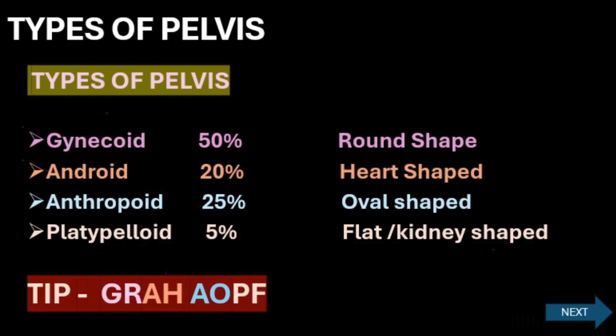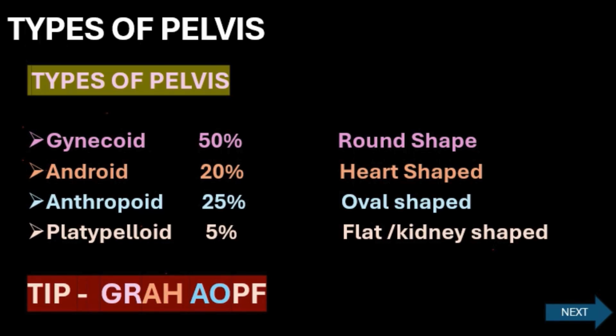The types of pelvis you can see here. Gynecoid pelvis is 50% in number and it is round shaped. Android pelvis is 20% in number and it is heart shaped. Anthropoid pelvis is 25% in oval shape, and platypelloid pelvis is 5% which is in flat or kidney shape. The tip here is GRAHAOPF. That is gynecoid is round shape, android is heart shape, anthropoid is oval shape, and platypelloid is flat shape.